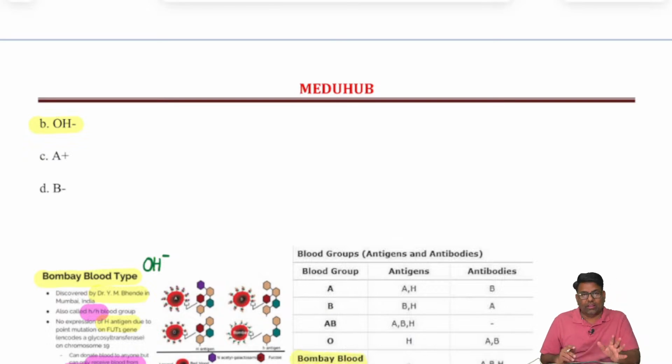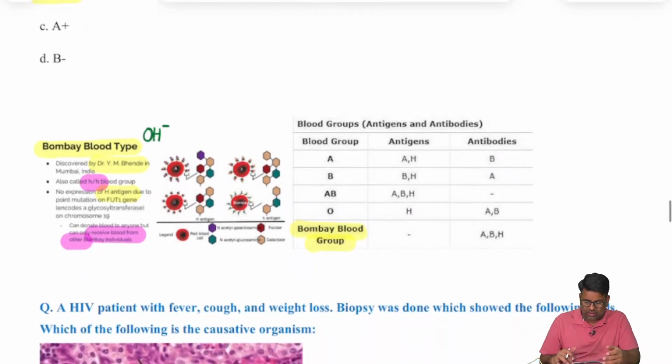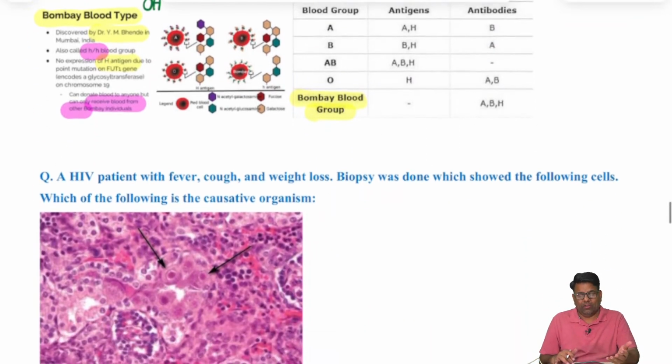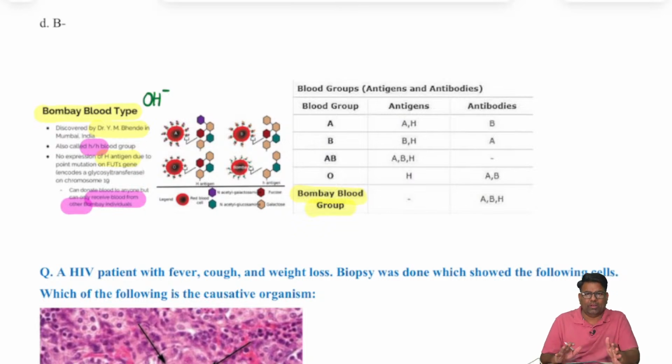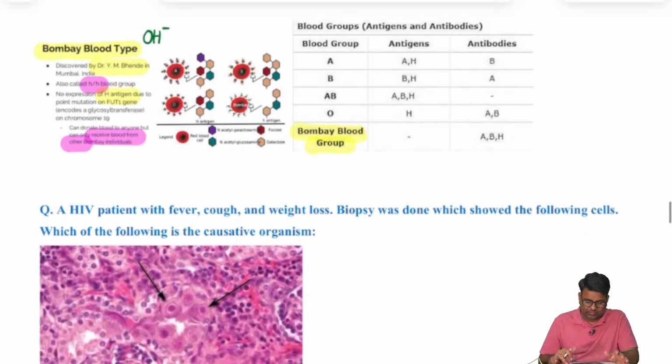Although they can give their blood to anyone, they can receive only from the same blood group. That is very important here. They can donate to anyone, but they cannot receive from everyone. They'll simply take the blood from the same blood group, that is OH negative, right? So this is a new question, and yes, a very rare kind of blood, principally seen in India. It is mainly seen in Bombay. That's why it's Bombay blood group.